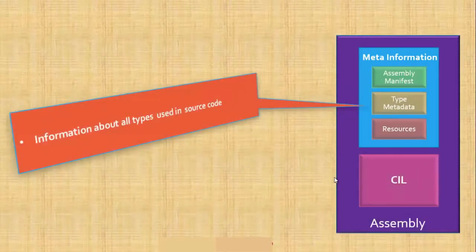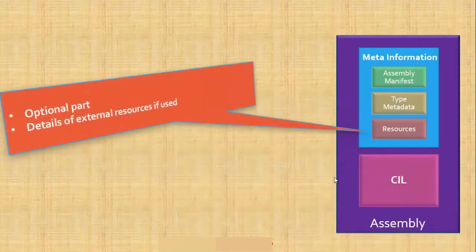Metadata is information about all types that you have created in your assembly. For example, if you have created an employee class with some fields and methods, all this information, like the name of the class, members and methods in that class, will be recorded in metadata. Resources is an optional part. If you are using some multimedia file in your project, then references to that file will be stored in resources.